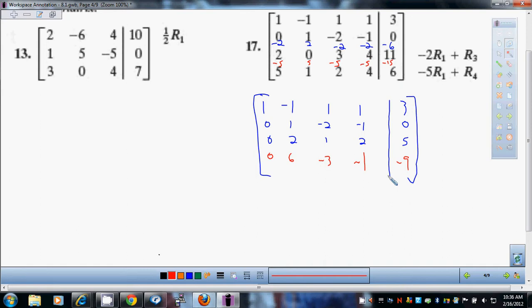That's where we're going. What if it said -2 R2 plus R3? You multiply the second row by negative 2 and add it to row 3. Only the third row would change. That's correct.